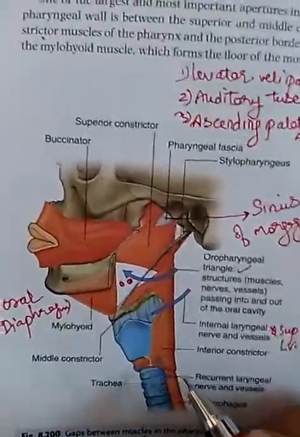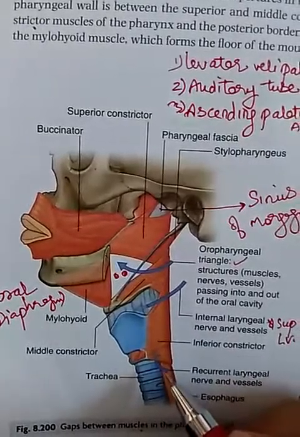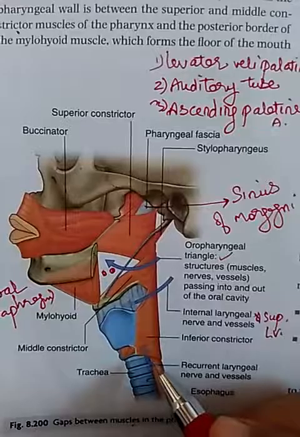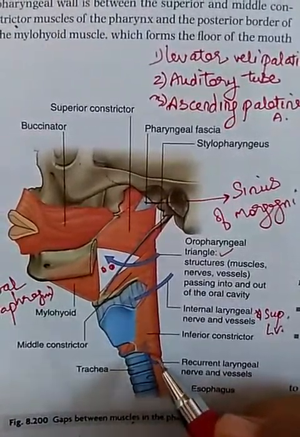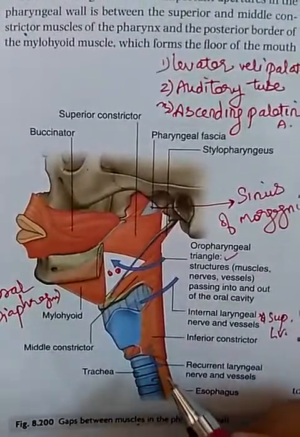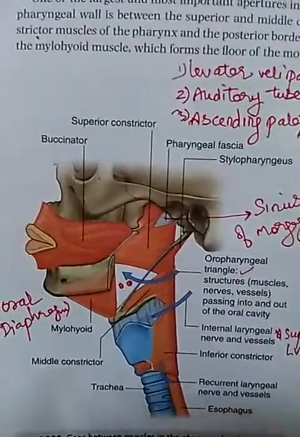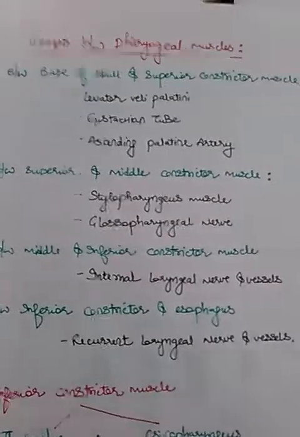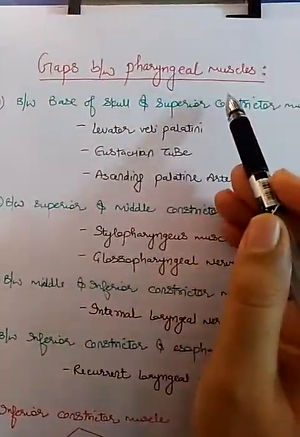Okay, now between this inferior constrictor muscle and the esophagus below, the structures passing between inferior constrictor and esophagus are the recurrent laryngeal nerve and inferior laryngeal vessels. Clear? Okay, so here I am repeating these gaps and structures again because this is a very important topic.